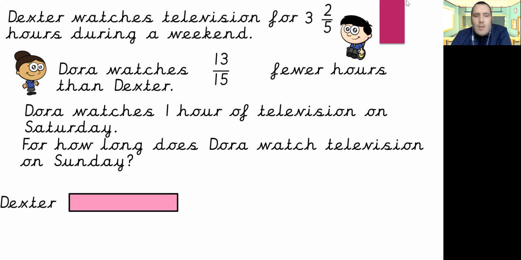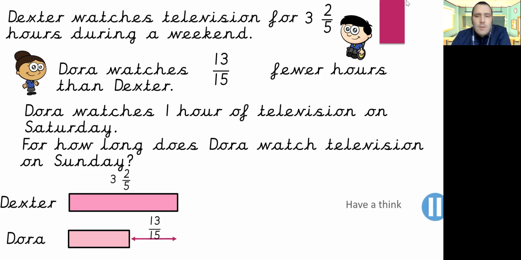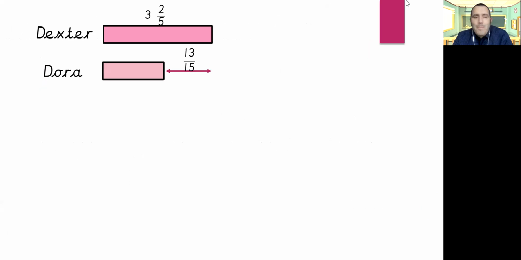So Dexter has got 3 2/5. So 3 hours and 2/5 of an hour is the time he spends watching television. Dora spends 13/15 of an hour fewer or less watching television than Dexter does. Have a think. How can we solve the first part of this question? What's it asking us to do? Pause here to have a go. Okay, what did you come up with?